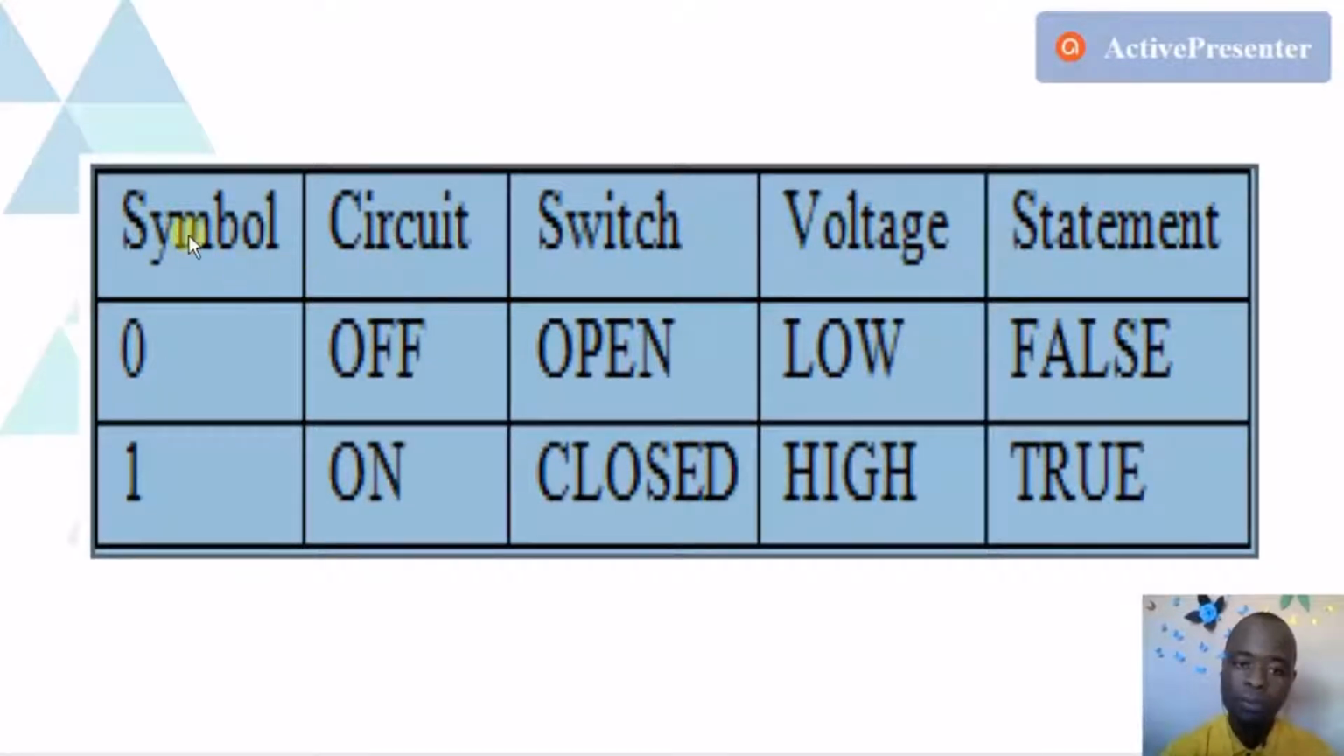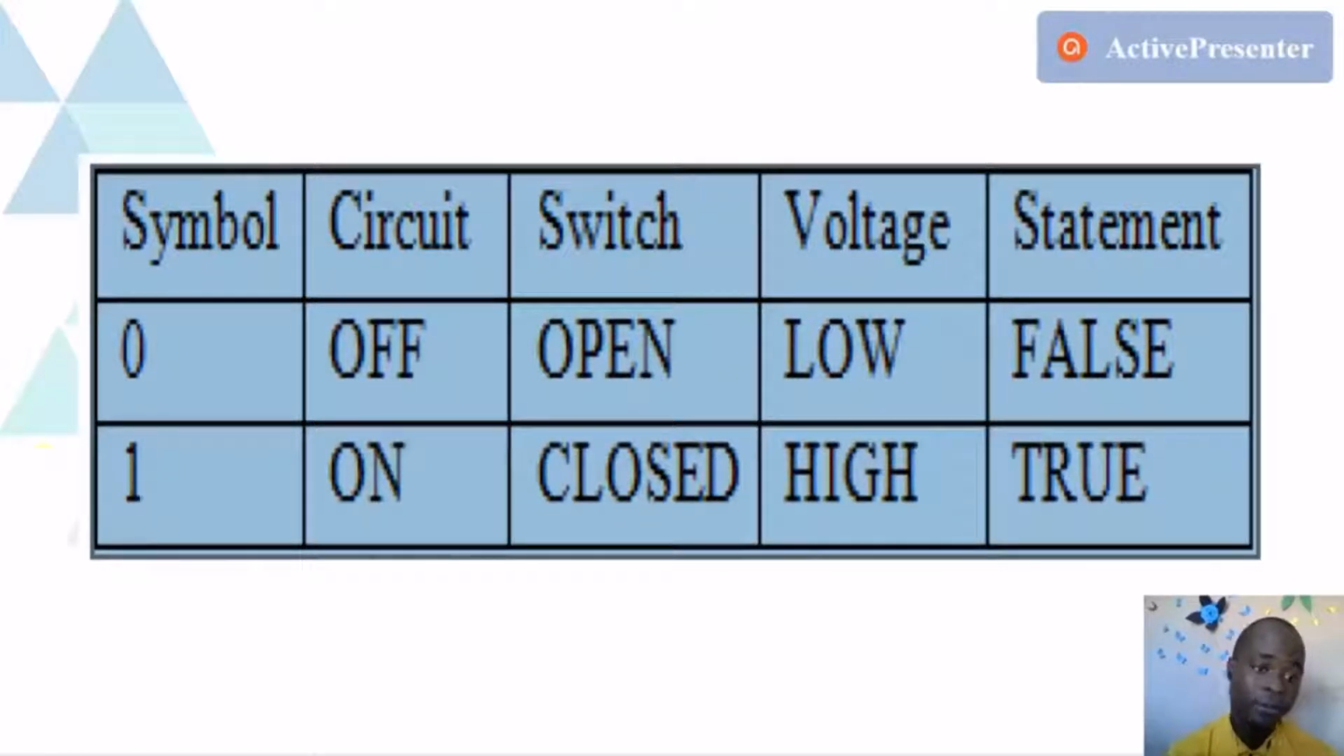Now, off in a circuit means 0, and on in a circuit means 1. On a switch, whenever it is open it means 0, whenever it's closed it means 1. Whenever it is low in terms of voltage it means 0, whenever it's high it means 1. Whenever it is false in terms of statement it means 0, and whenever it is true it means 1. It's very important that you get this concept.